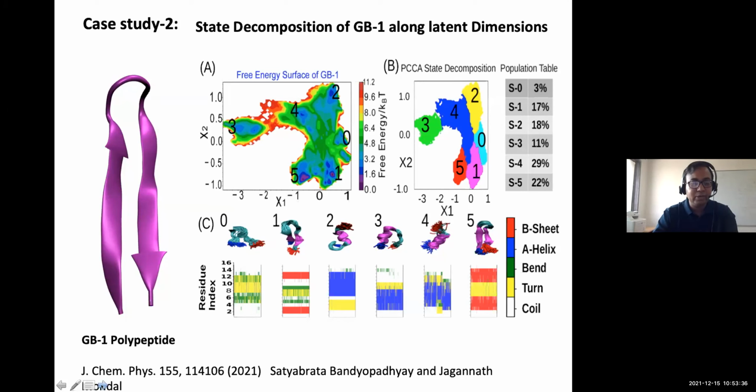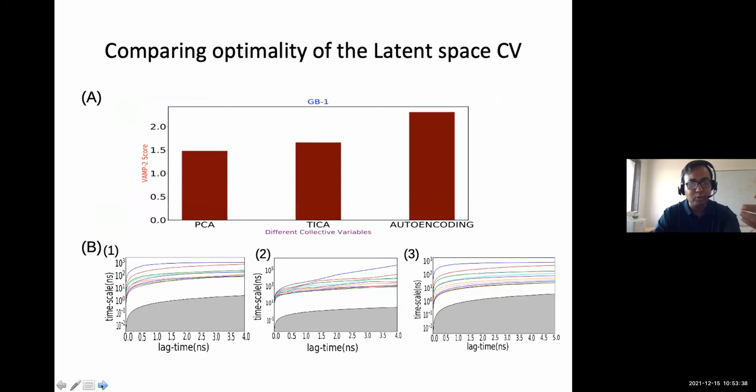So that also intrigued one question: how good is this particular collective variable? Can we quantify the optimality of this latent space CV that we are coming up with from the autoencoder? One of the ways that the optimality of a collective variable can be determined is something called the VAMP score, which stands for variational approaches to Markov processes, which was defined by Frank Noe and his group. You can provide a score to figure out the slowness of each of these collective variables and see whether the score is higher for a particular collective variable that we have come up with.